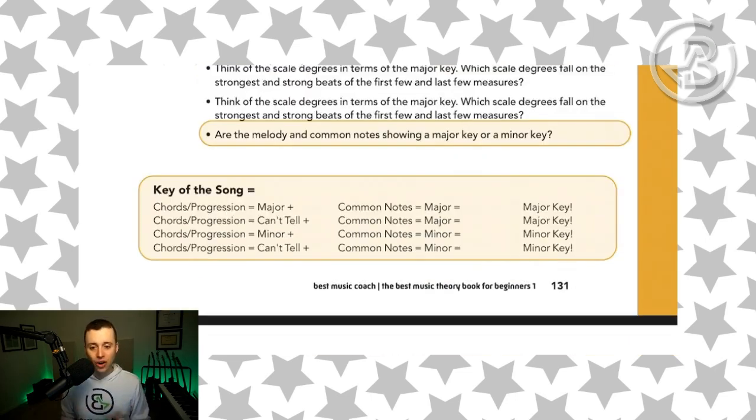Lastly, take it all and put it all together. So if the chord progression is major and the common notes look to be major, most likely it's a major key. If the chord progression, you can't tell if it's major or minor, and the common notes are major, it's probably a major key. If the chord progression is minor, the common notes are minor, it's definitely a minor key. And if you can't tell from the chord progression, but the common notes are minor, it's most likely a minor key.